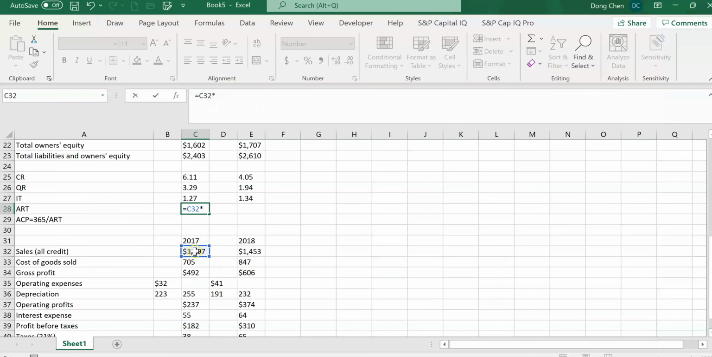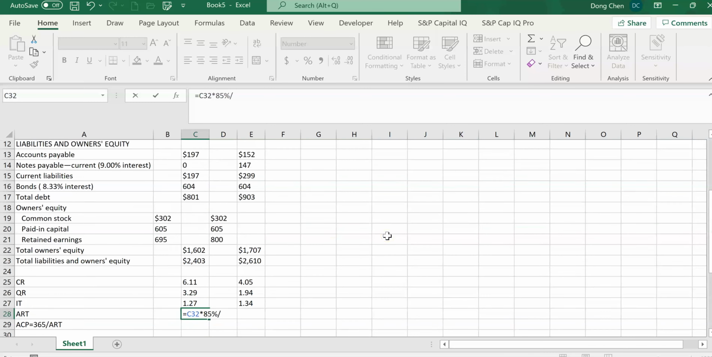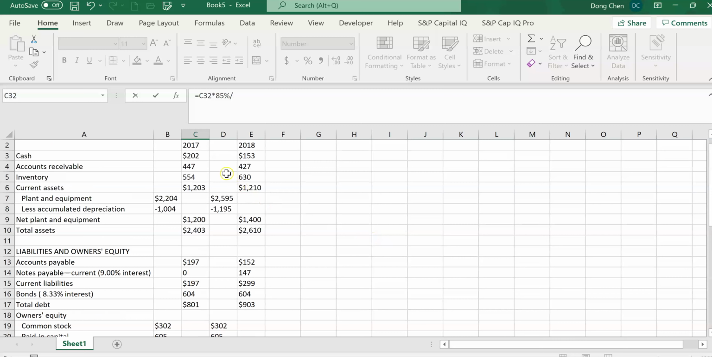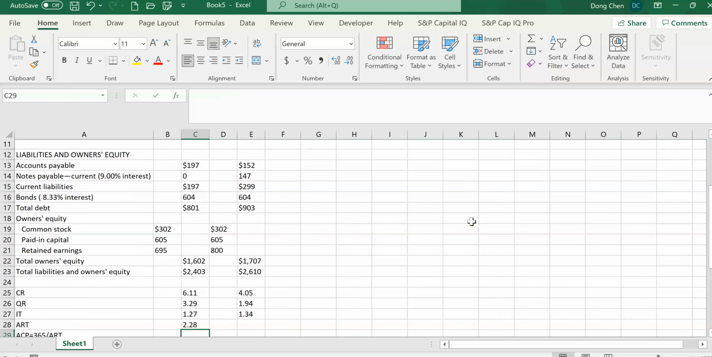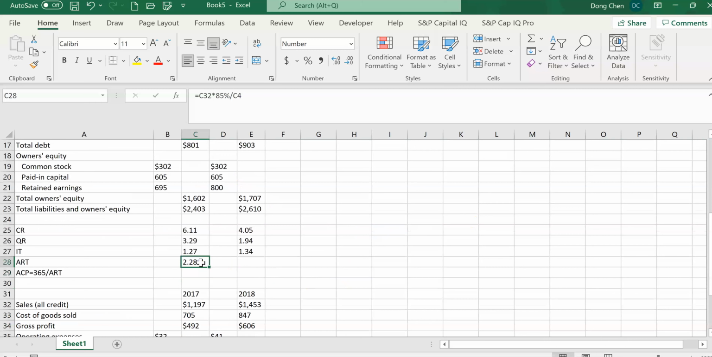So this is the total sales. This includes both cash and credit sales. And we are provided with the information that 85% of this is credit sales. Hence, we can multiply this by the 85%, and this is the annual credit sales. And then we use that to divide by the accounts receivable to calculate this accounts receivable turnover ratio.